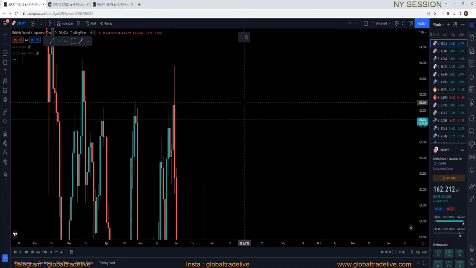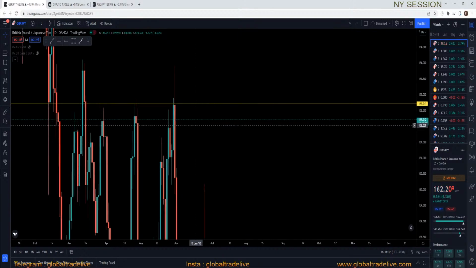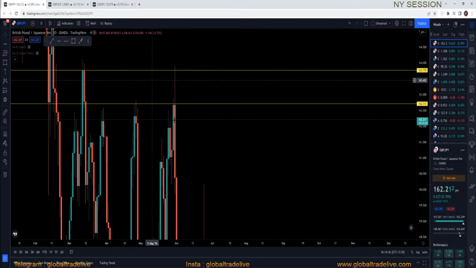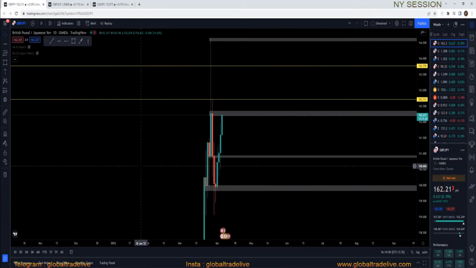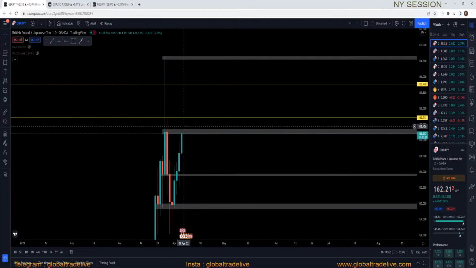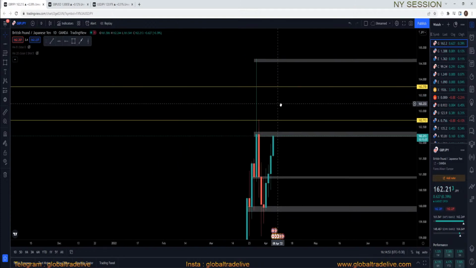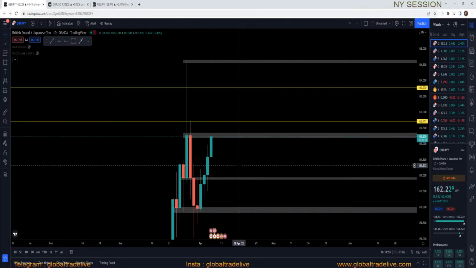then we have this resistance over here, then we have this resistance over here. Okay, so I think once it starts to tap this area, it can go up by breaking the high of this wick, and it will be reaching this area over here. So yeah, that can be the case, but I'm not sure, because the market can reject the higher prices as well.